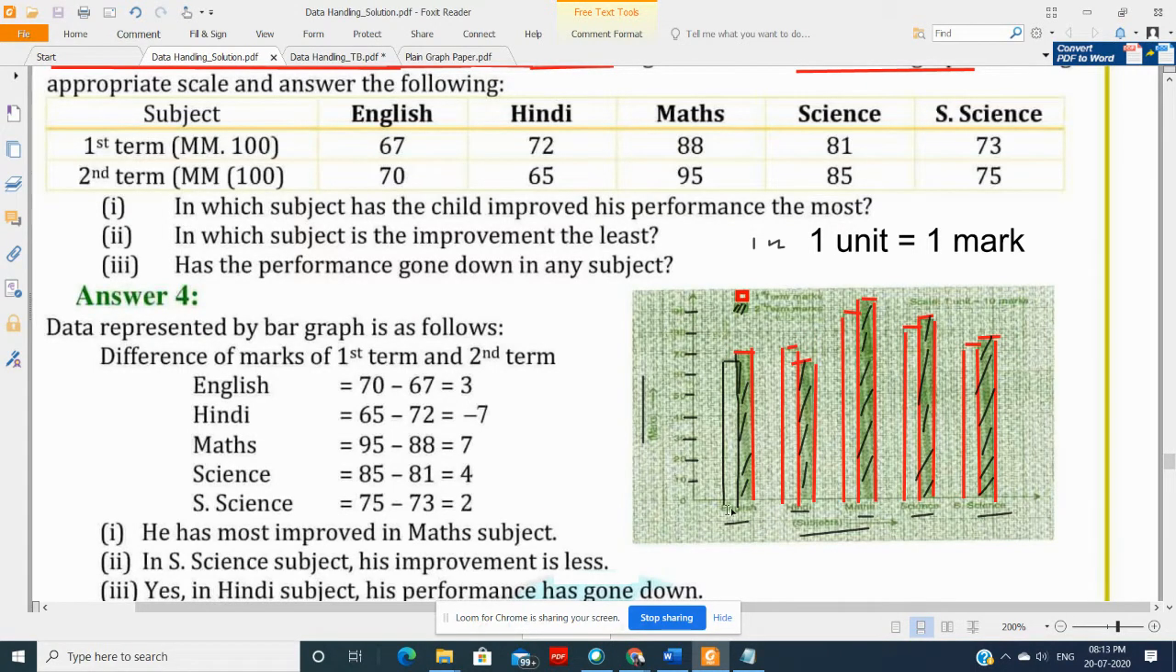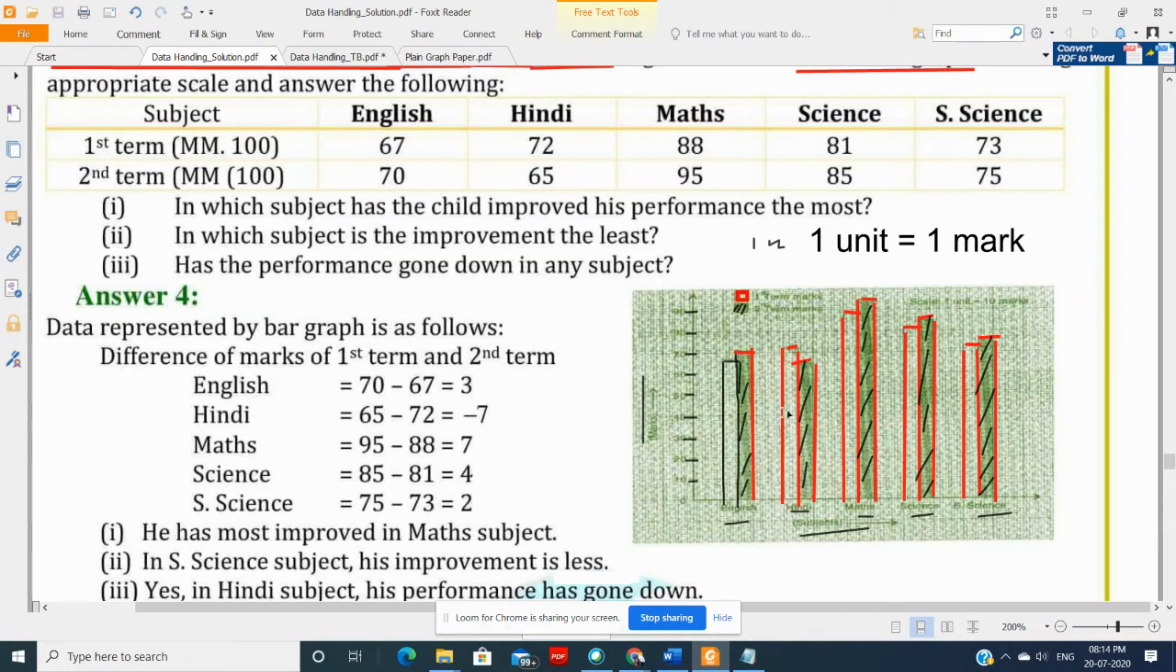So just see here, in the English subject itself, in the first term you can see that the marks are less, but in the second term he has improved. However, a little bit, just by 3 marks, but still the improvement is seen. Now, Hindi. Hindi in the first term is 72. So above 70 there would be just 2 small boxes. And for the second term it would be 65. So above 60 there would be 5 small boxes.